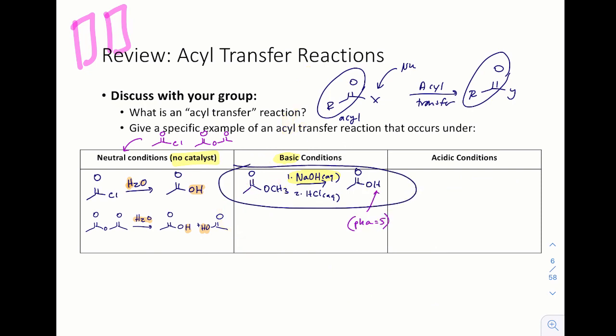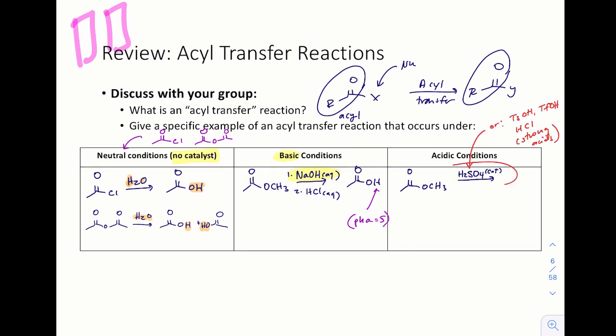The same transformation can be accomplished under acidic conditions, but instead of using a basic catalyst, using an anionic nucleophile to attack the neutral ester, an acid catalyst is used, such as sulfuric acid or another strong acid. In the presence of water, this will generate the carboxylic acid product. By protonating the weakly electrophilic ester, a strong electrophile is generated and will be attacked by water, resulting in the carboxylic acid after a series of steps.